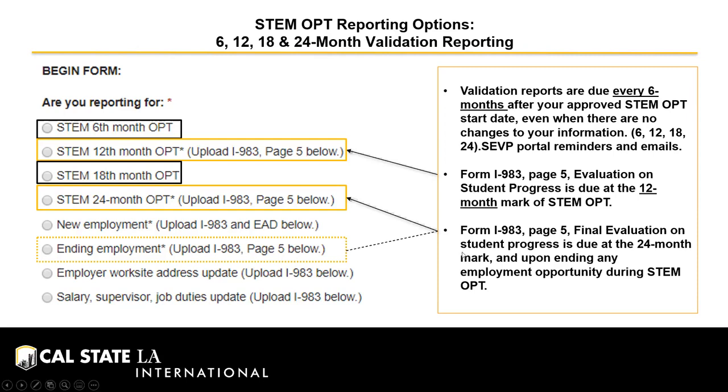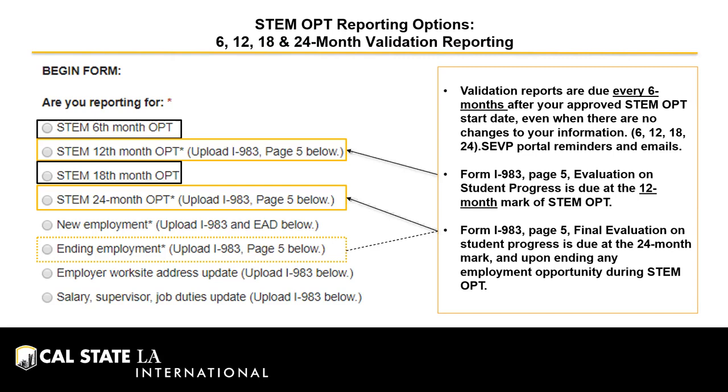So the first thing to know is that validation reports are going to be due every 6 months after your approved STEM OPT start date. Even if no changes occur, like if you stay with the same employer in the same job and nothing changes at all through your first 6 months or even your first year or your full 2 years, you still have to submit validation reports at the 6-month, the 12-month, the 18-month, and the 24-month period.